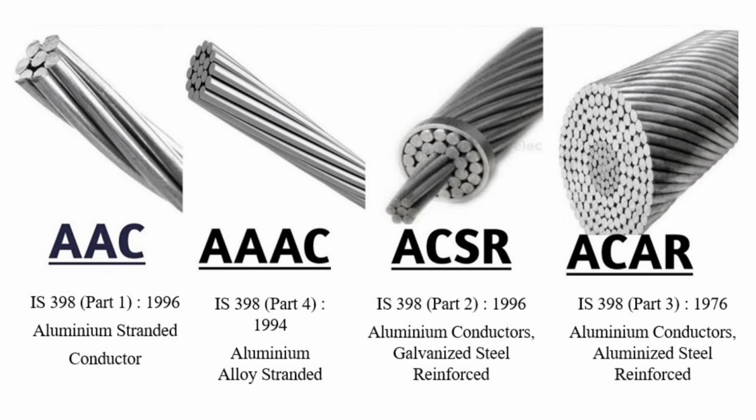Different types of conductors used are aluminum standard conductors as per IS 398 Part 1, aluminum conductors galvanized steel reinforced as per IS 398 Part 2, aluminum conductors aluminized steel reinforced as per IS 398 Part 3, aluminum alloy stranded conductors as per IS 398 Part 4.